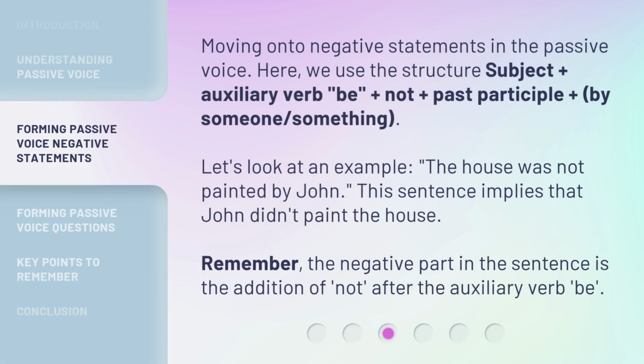Moving on to negative statements in the passive voice. Here, we use the structure: subject plus auxiliary verb be plus not plus past participle plus by someone/something. Let's look at an example. The house was not painted by John. This sentence implies that John didn't paint the house. Remember, the negative part in the sentence is the addition of not after the auxiliary verb be.